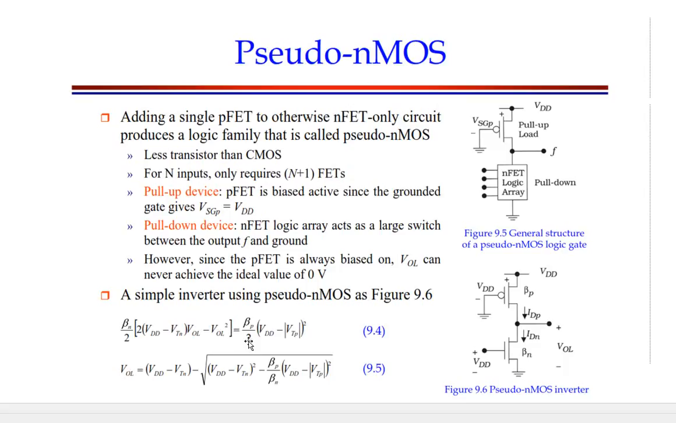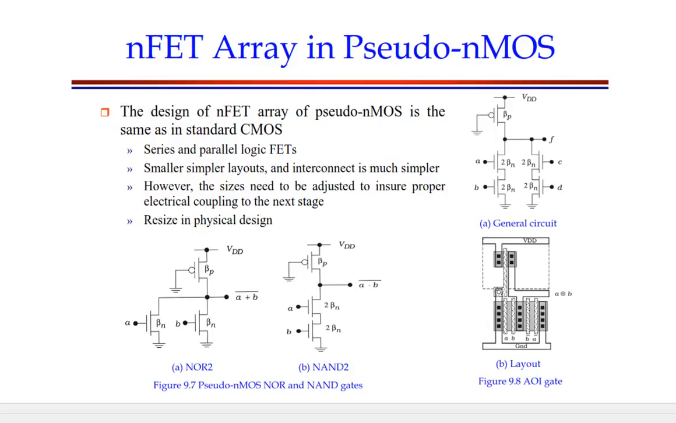As an inverter in a circuit, IDSN is equal to minus IDSP. Hence these two can be equated, and then from this VOL can be computed, and that is equal to VDD minus VTN minus square root of VDD minus VTN whole square minus beta N by beta P into VDD minus VTP whole square. So we can design a pseudo-NMOS circuit.